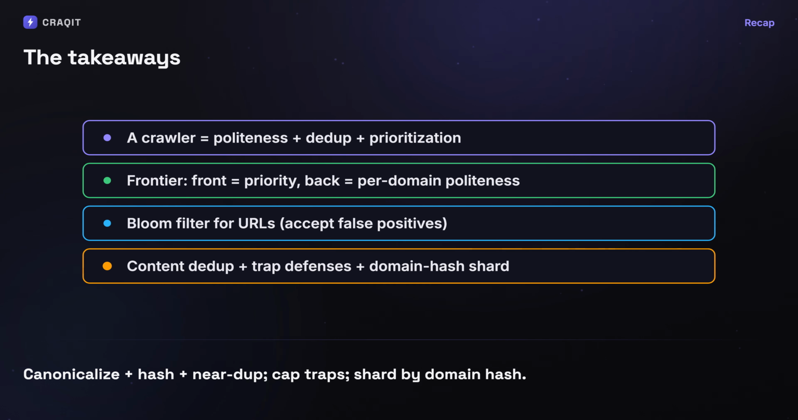Deduplicate content with canonicalization, hashing, and near-duplicate detection, and defend against crawler traps with depth and page caps. Shard by domain hash, so politeness stays local. Recrawl adaptively by change rate. And remember the DNS cache and backpressure between stages. Master those, and you can design a planet-scale crawler and defend every edge case.